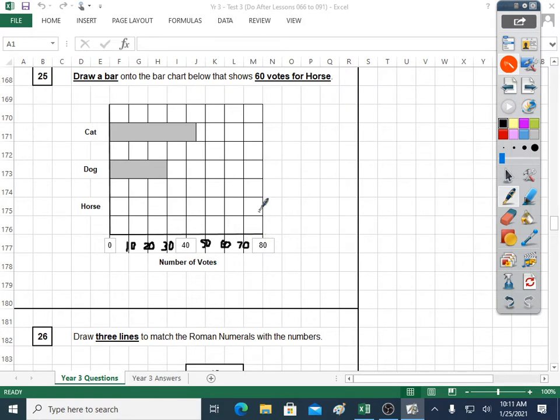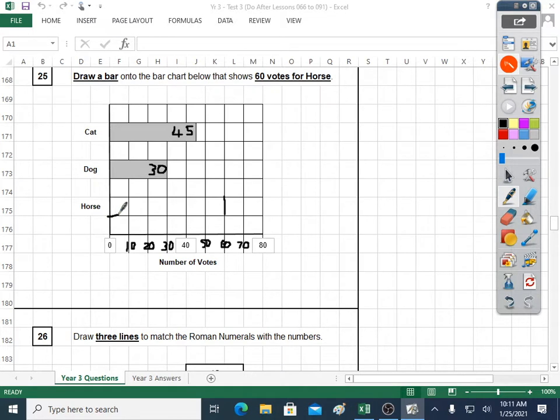Okay. So cat is actually between 40 and 50. That'll be 45. And I don't have to do this, but I like doing this anyway. Dog is 30. Good practice to write the number on the bars. But what we need to draw is 60 votes for horse. Well, there's 60, so my bar will end there.